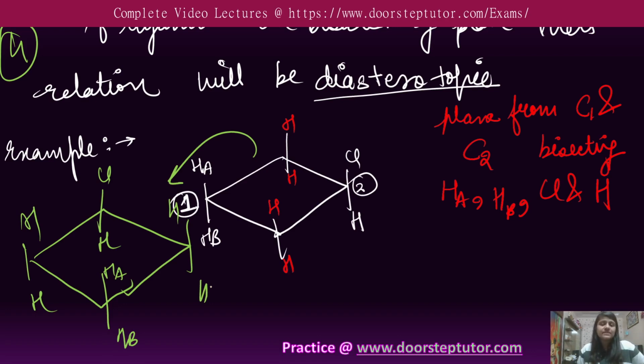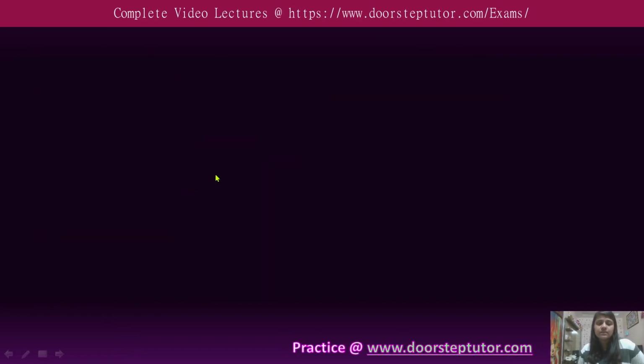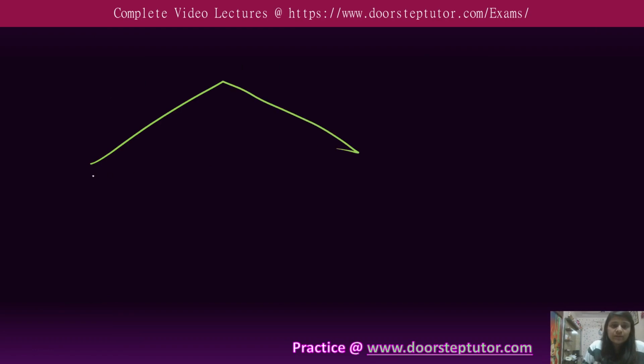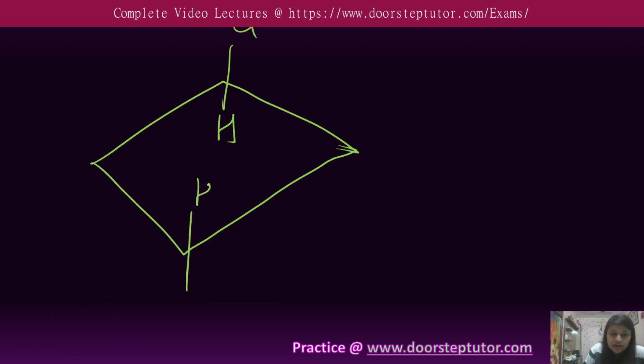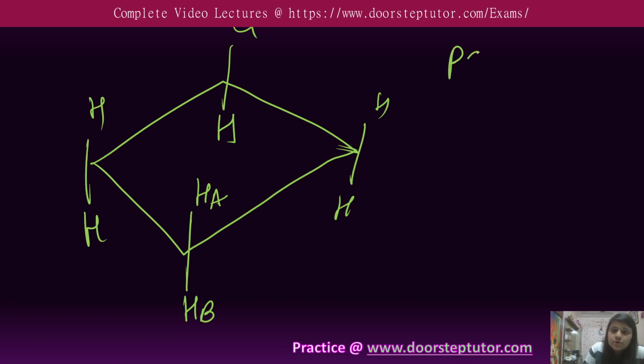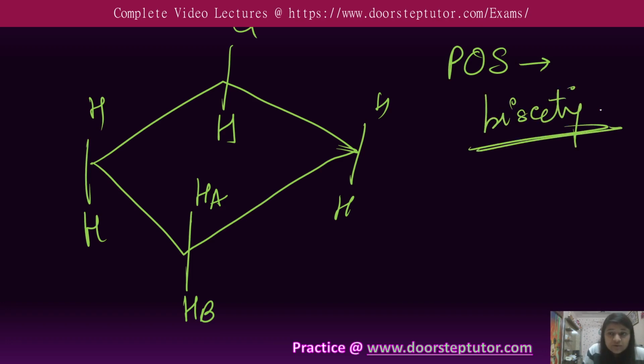If the plane is passing through the C1 and C2 carbons, then these hydrogens are reflecting each other, and if these hydrogens are bisected, it means they are diastereotopic. What I am going to say is, consider this structure of cyclobutane. We have a chlorine here, we have hydrogen here, we have hydrogens HA and HB on this particular side, and we have hydrogens here. I have to tell the relation between HA and HB. If there is a bisecting plane of symmetry, those bisected hydrogens are known as diastereotopic.